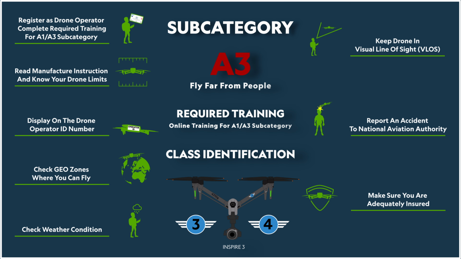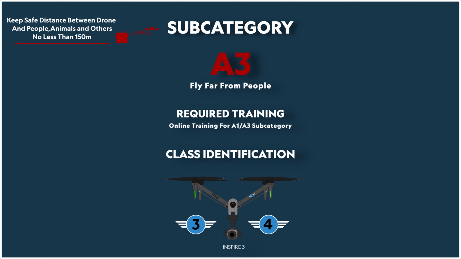And now the summary of the A3 subcategory. Register as a drone operator, complete required trainings, read the drone manufacturer instructions and know your drone limits, attach the operator number to the drone, check the geo zones where you can fly, check the weather conditions if you can fly, and when flying, keep visual line of sight at all times, maintain a safe distance between the drone, people, animals and others, report any accident to the National Aviation Authority, don't forget about the drone insurance, maintain a safe distance between the drone and the people, animals and others, and minimum 150 meters horizontal distance from residential, commercial, industrial areas.